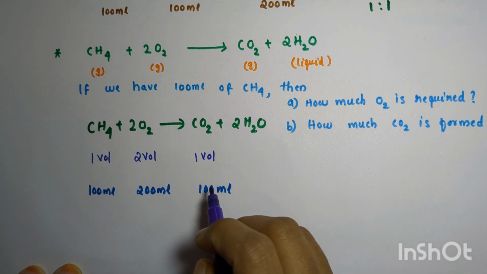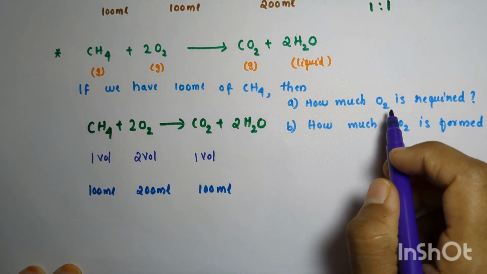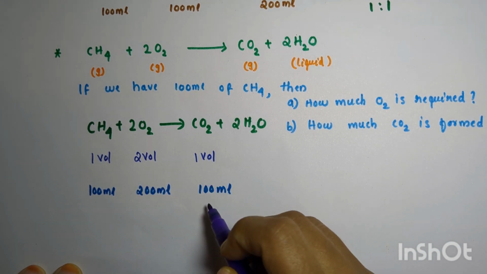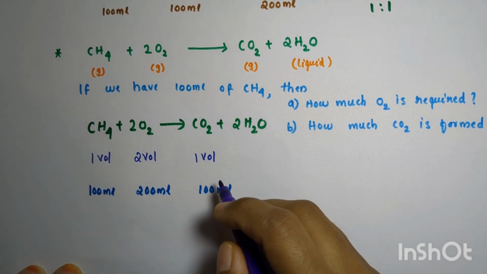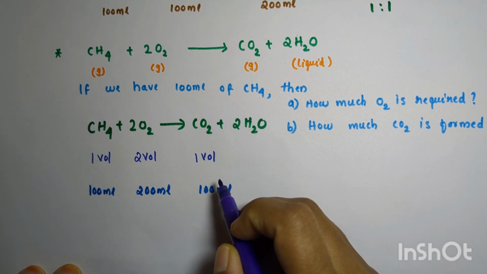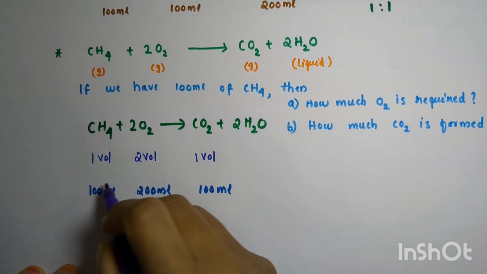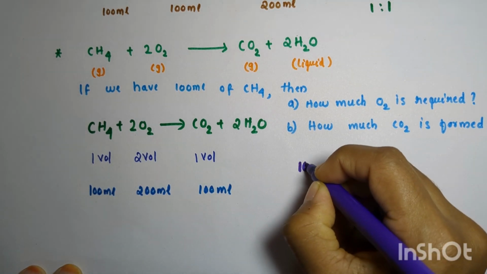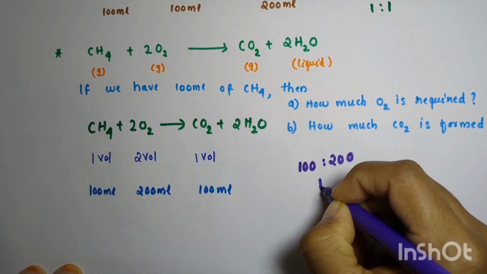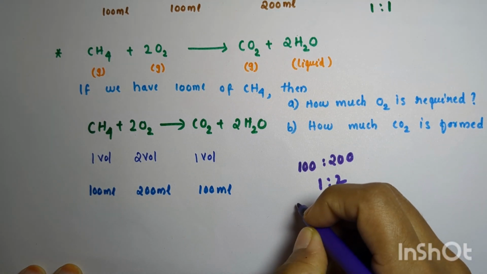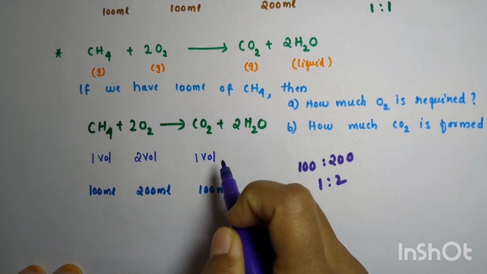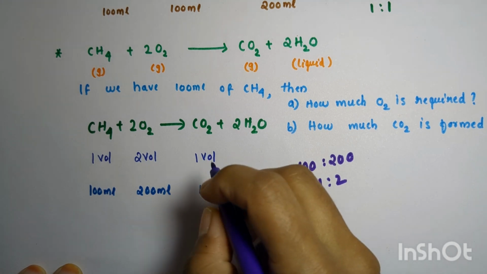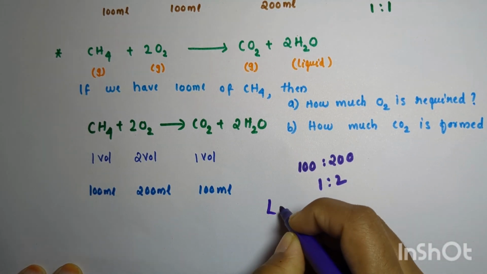Okay, so according to this, how much oxygen is required? 200 milliliter. How much carbon dioxide is formed? 100 milliliter. See, Gay-Lussac's discovery of integer ratio. So here you see the gases combining are methane and oxygen. So their ratio of volume, 100 is to 200, that is 1 is to 2, a simple ratio. So you see, Gay-Lussac's discovery of integer ratio in volume relationship is actually the law of definite proportions by volume.